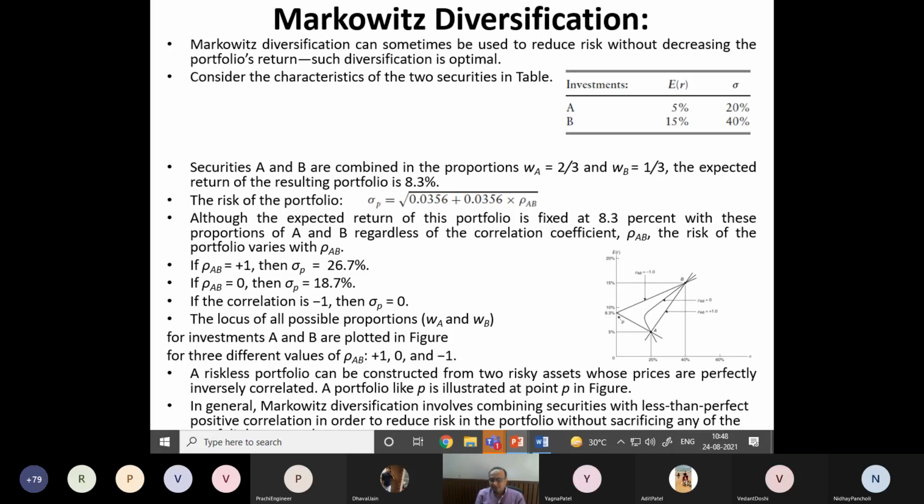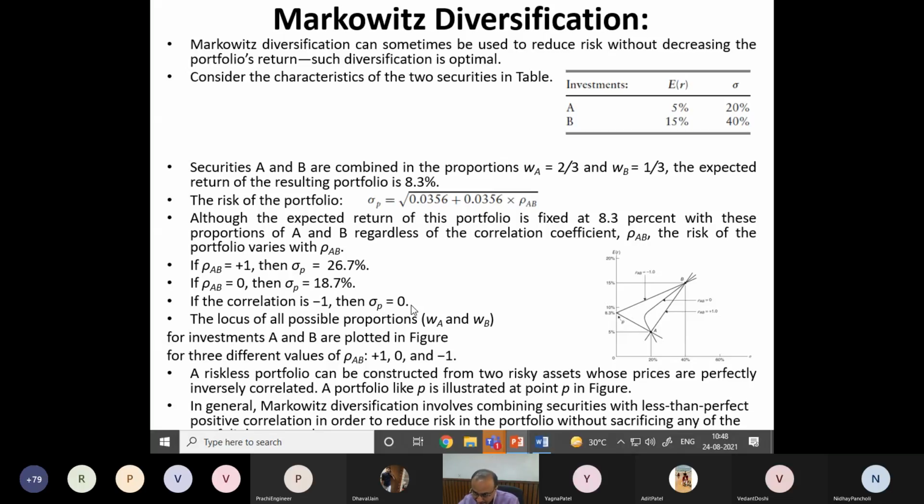The riskless portfolio can be constructed from two risky assets whose prices are perfectly inversely correlated. So correlation is very important. See here, with WA 2/3 and WB 1/3, just by tweaking the weights in the portfolio, what do I get? If my correlation coefficient is -1, the risk associated with that is 0.